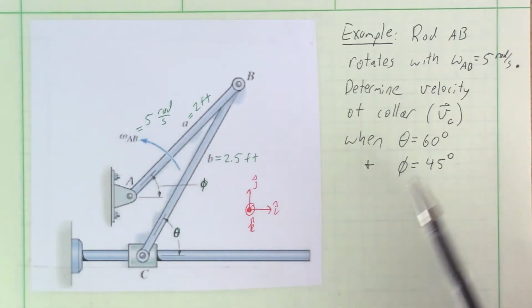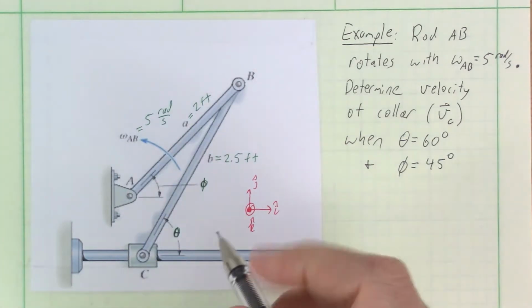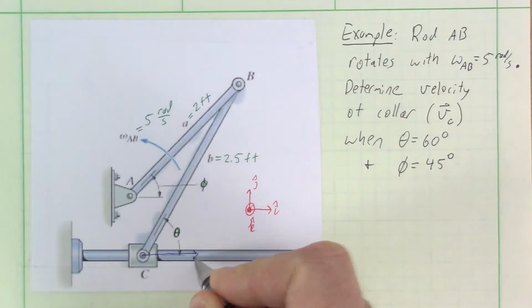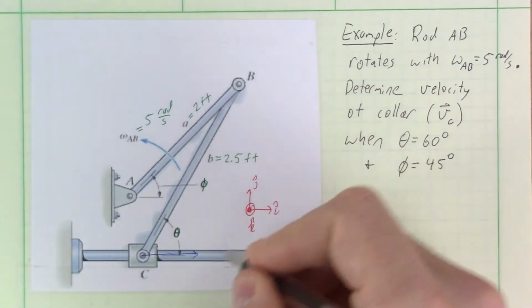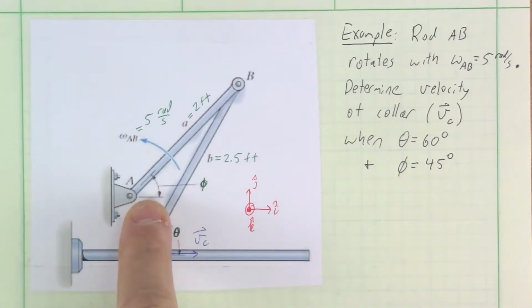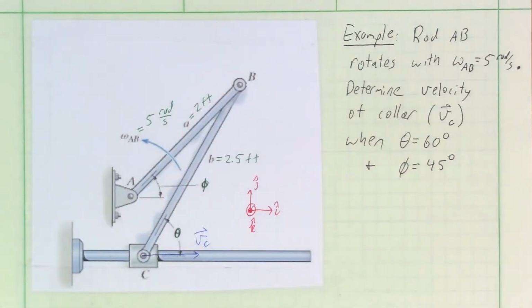We want to determine the velocity of the collar, the velocity down here. That's a slider, so it can only move that way. That's the velocity of C that we're looking to solve for, when the angle here is 60 degrees and the angle there is 45 degrees. C is not pinned to ground at all. It's not pinned to our fixed coordinate system.